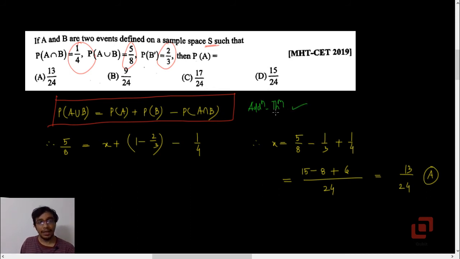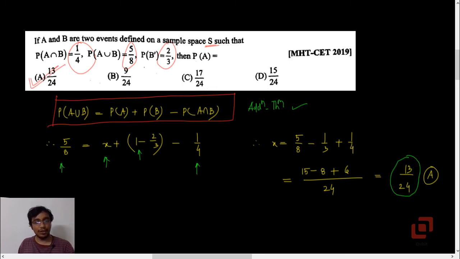A union B's probability is 5 by 8. Let us assume that the probability of A is X. Probability of B complement is known, so probability of B will be obtained by subtracting it from 1. And probability of A intersection B is 1 by 4. Solve this simple equation for X, you will get 13 by 24. Again, option A. Right? Yes.